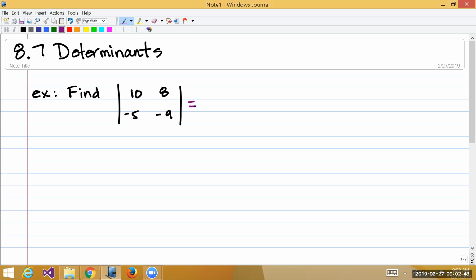So remember, to find the determinant of a 2 by 2 matrix, we're going to do forward product. We move diagonally, so that will be 10 times -9 minus, that subtraction is for the formula itself. Now we do backwards product, 8 times -5.